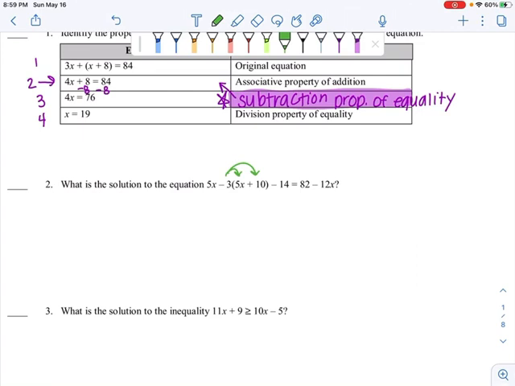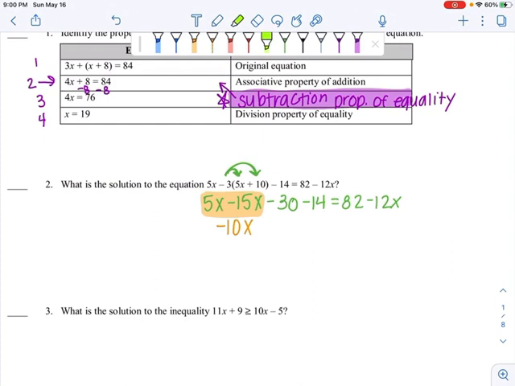So after we do that, we're going to get 5x. And then negative 3 times 5x is going to give me negative 15x. Negative 3 times 10 is negative 30. And then we just bring everything else down as is. And so on the left side of my equal sign, I see that I can combine some like terms. I see that I can combine 5x minus 15x, and that's going to go ahead and give me a negative 10x.